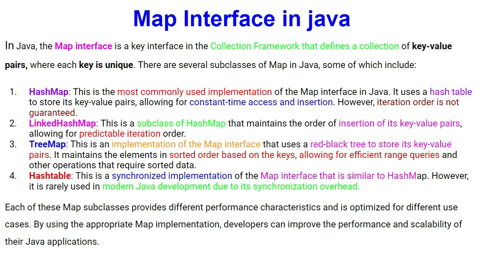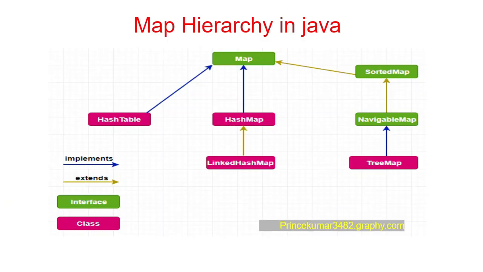Okay, so let's understand some more about it. This is the map hierarchy. In the map hierarchy, this is the parent of the map, and this is the sorted map, navigable map. You can see here the green color represents an interface, and this other color represents a class. So Hashtable is a class, and HashMap, LinkedHashMap, TreeMap, those we have already discussed. Those are the interfaces, so we have not discussed them yet. And the implementing and extending we have understood. So this is the hierarchy.